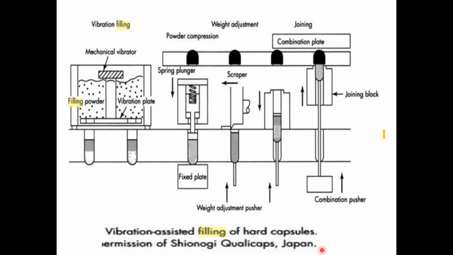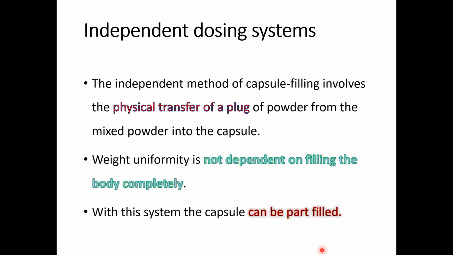So these are the two types of capsule dependent methods, that is auger fill and vibratory fill principle methods. Then coming to capsule independent machines, that is independent dosing systems. They are also called piston tamp principle machines. Piston tamp machines are fully automatic, in which pistons tamp the individual doses of powders into plugs, which often resemble soft tablets in consistency, and eject the plugs into the empty capsule bodies.